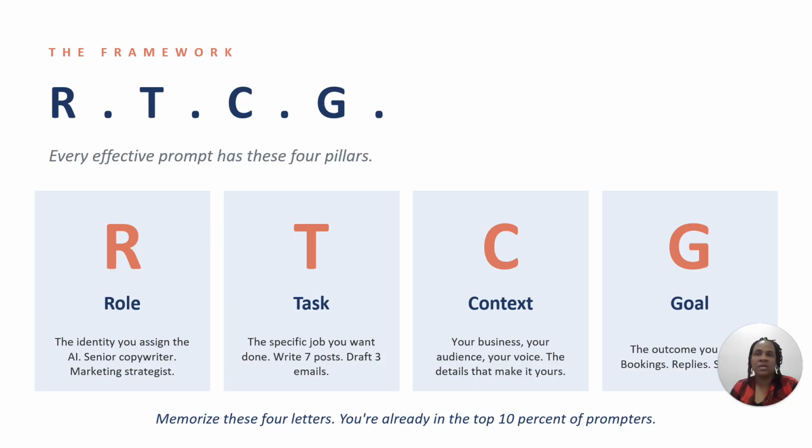T is the task, a specific job you want done. C for context, the details that make the output yours, your business, your audience, your voice. And G is goal, the outcomes you want to drive. Role, task, context, goal, RTCG. If you remember nothing else from this video, remember those four letters. They'll put you in the top 10% of people using these tools.